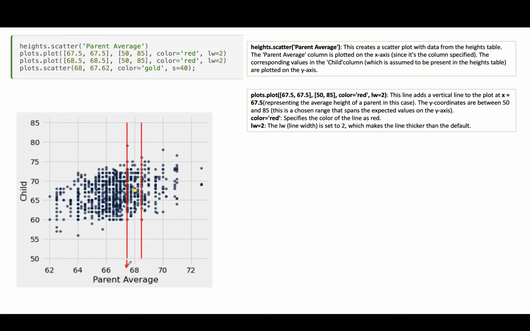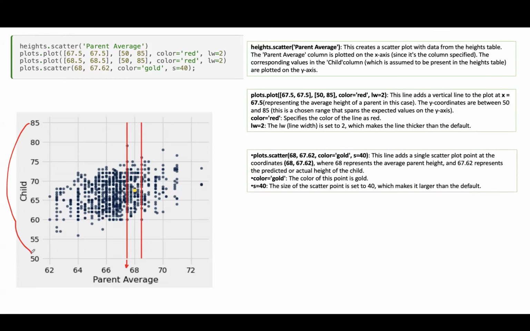And then for the y coordinate, these are basically between 50 and 85. We set the line width to be 2, which makes the line thicker than the default. More explanation for the second line.